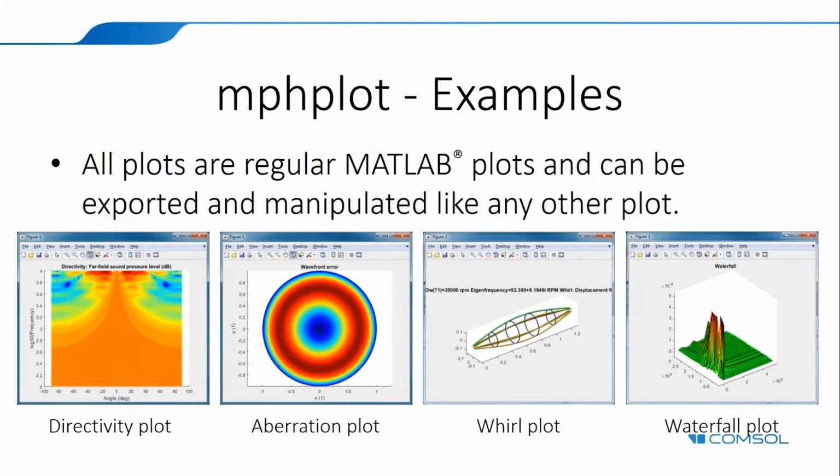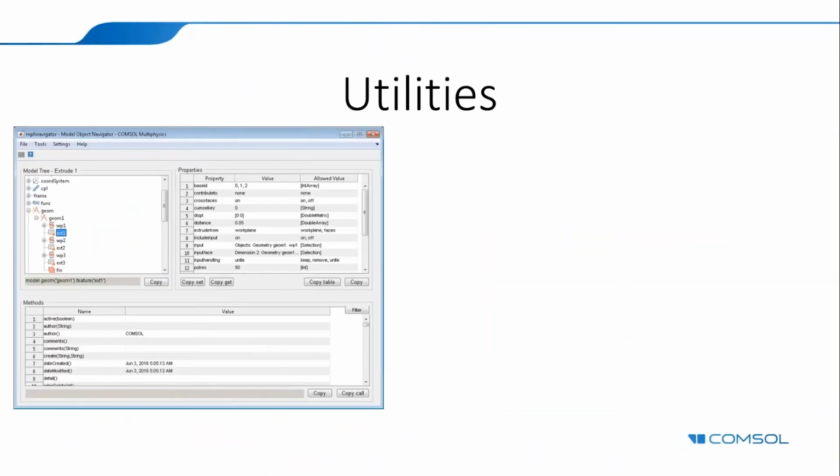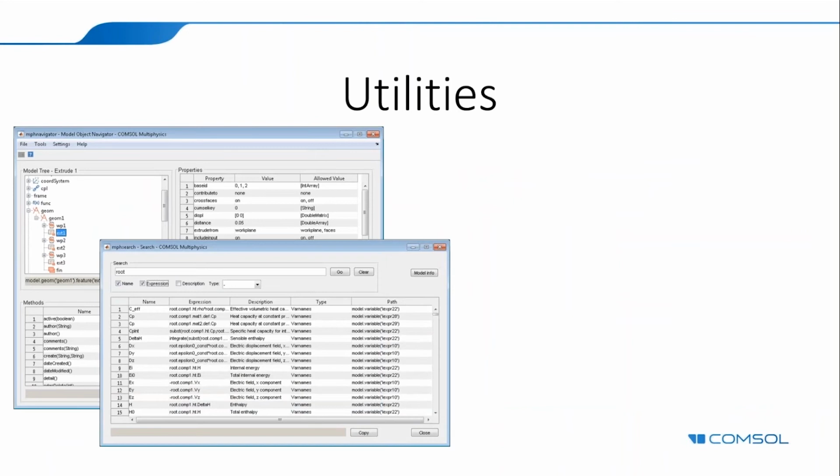Utilities, we have seen mphnavigator. We also have mphsearch that you can use for searching for expressions and descriptions inside a model. So instead of clicking around in the tree to try to navigate a model, you can use mphsearch to figure out how a model is set up and how things are combined for creating the expressions that you need to modify.